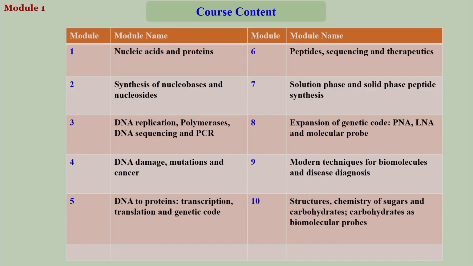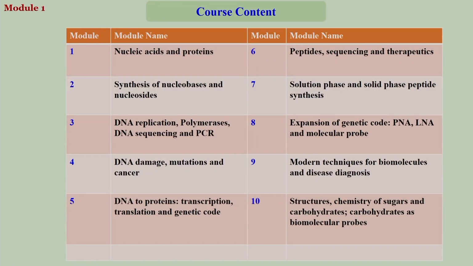Module 7 will be a little bit of organic chemistry, that is the solution phase and solid phase synthesis of peptides, how to synthesize a peptide in the laboratory. Number 8 is changing the genetic code. Now how you can develop artificial base pairs, how you can develop artificial genomes, or what we call molecular probes. That is called expansion of the genetic code. There is peptide nucleic acid, PNA, and LNA, locked nucleic acid, and how they act as molecular probes in diagnosis of a disease or sometimes even in curing a disease.